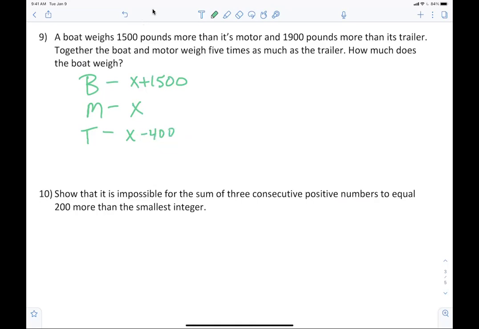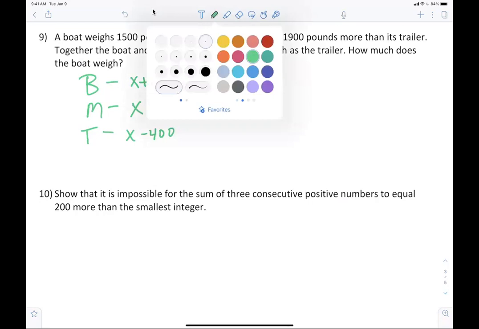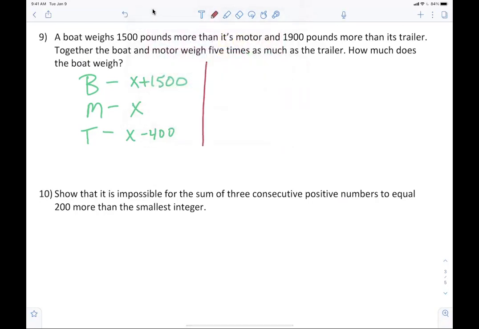That was great. Very, very good, actually. All right. And Trey said something important too. So Trey, what did you say? X was the boat. So he let X be the boat. Then the motor would be what? It'd be minus 1,500. How do I write that? X minus 1,500. And then X minus 1,900. That is exactly correct. Those are two options right there. It makes no difference to me how you do it. You're going to get the same answer.